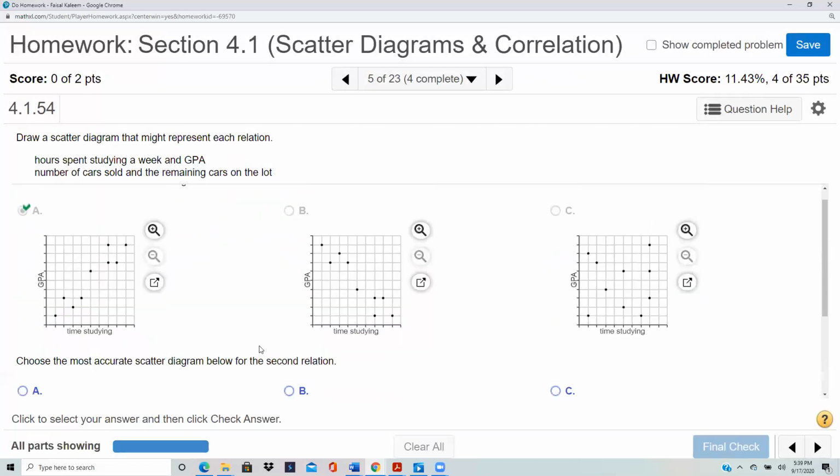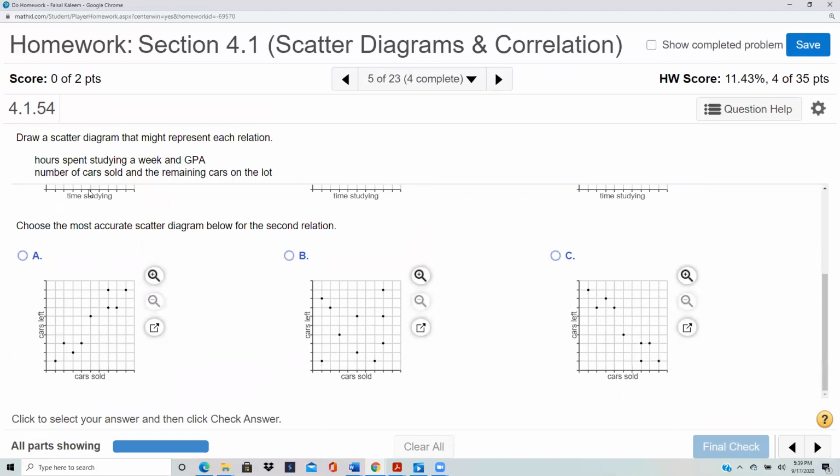And then part B was saying number of cars sold and the remaining cars on the lot. So if you sell more cars, then there'll be fewer cars left over. So if one of the things is increasing, the other is decreasing. So this one is negative correlation, and this has to be part C.